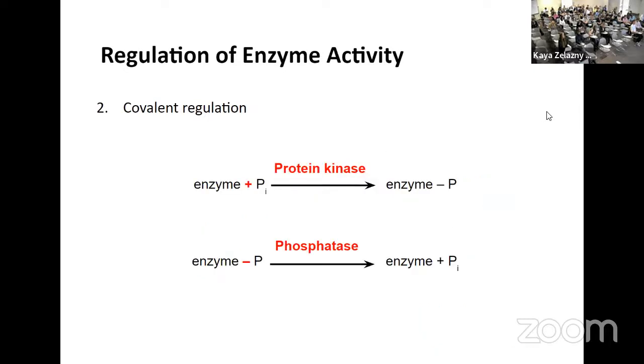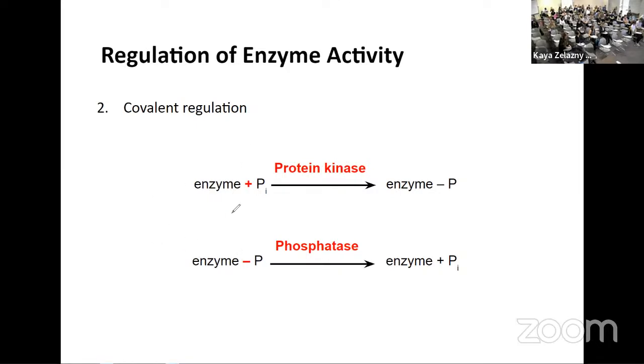I'm not going to ask you to memorize these words that are in red here, but I am going to tell you that usually when we have this covalent regulation happening, it's not just some random chemical group getting covalently bonded on. It's usually phosphates. So in future courses, you may talk about these at length.